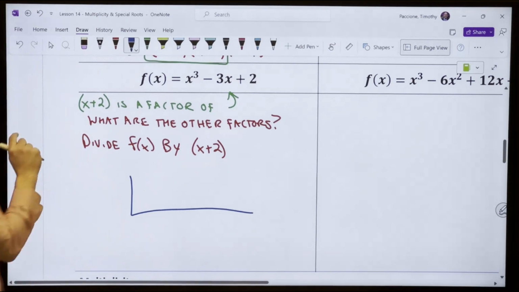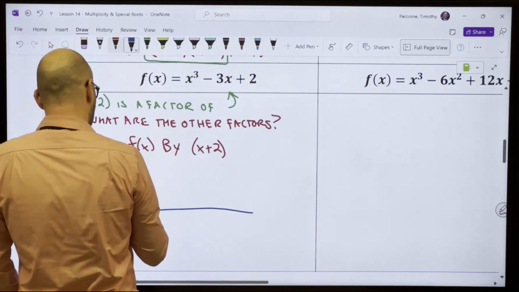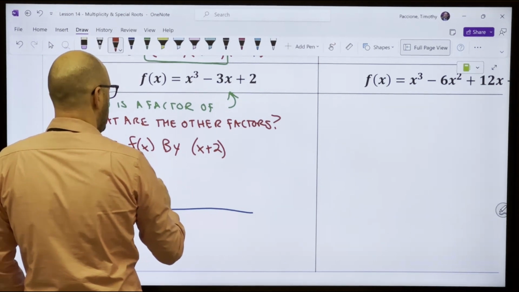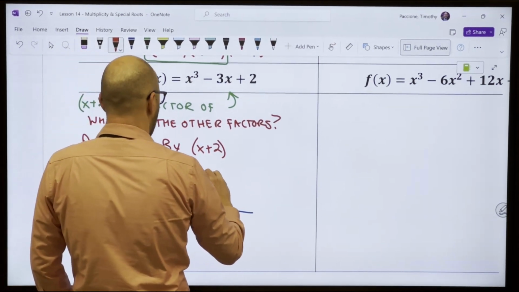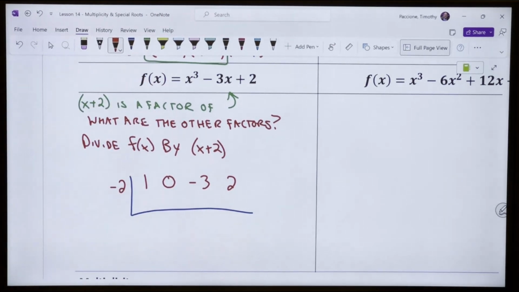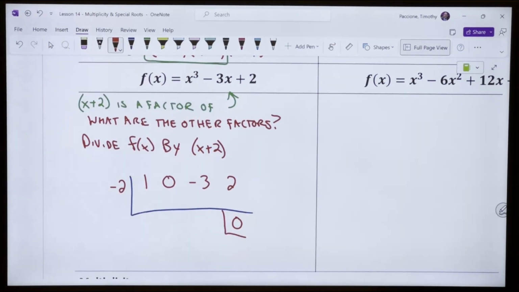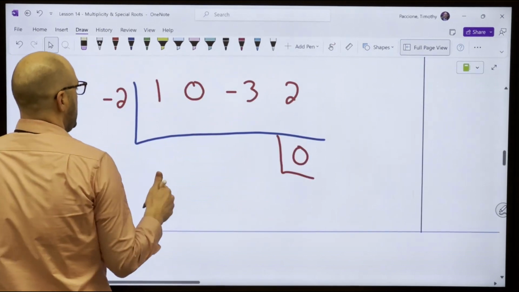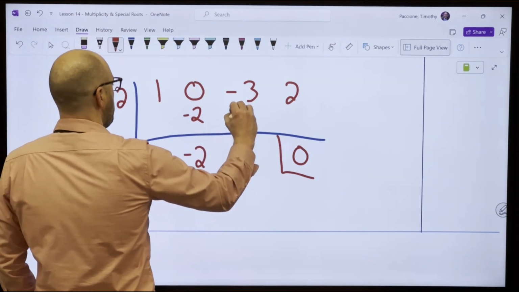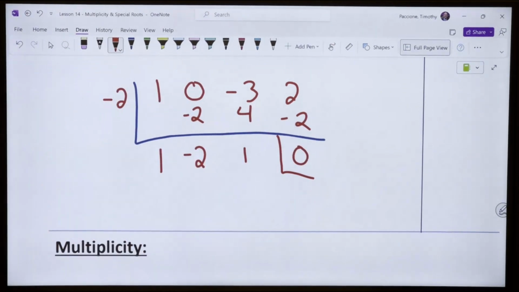So if I got x plus 2 is my factor, my root that I'm testing is negative 2. And on the inside, I'd have 1, 0, negative 3, and 2. And I know for a fact it's a factor, so I can already expect a 0 remainder right here. Let's see what happens. We'll knock out our synthetic division, bring down the 1. I get negative 2, 4, 1, negative 2, and there's that 0. So we got it correct.